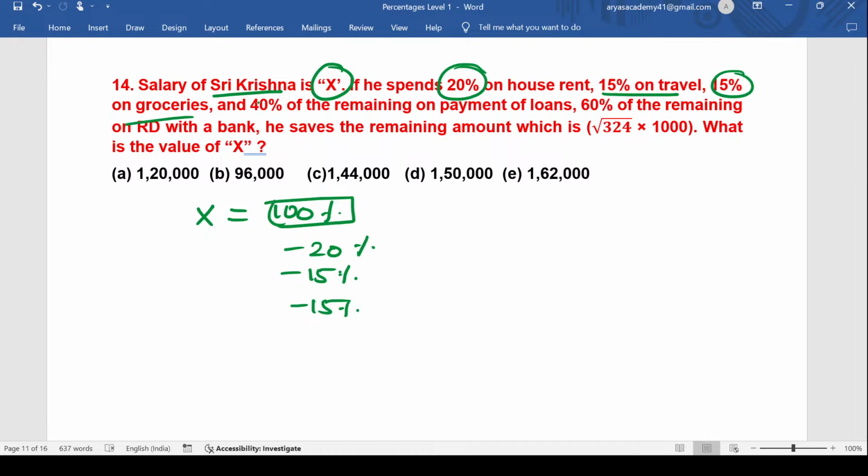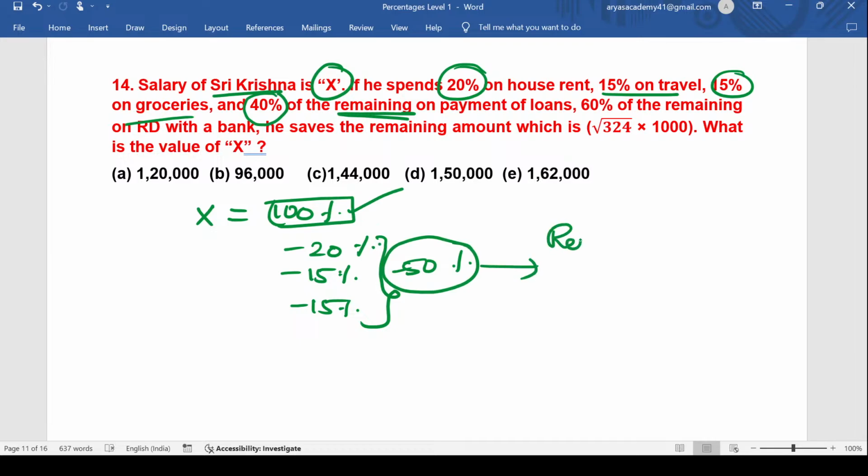But now if you observe, 40% of the remaining. So I cannot directly subtract 40%, because first you sum it up: 20, 15, 15. Total it is 50%. So out of 100% salary, he has already spent how much? 50%. So what is the remaining value now? So obviously out of 100, if 50 is already spent, the remaining is 50. 50% is remaining. And the question is clearly stating that 40% of the remaining is for payment of loans.